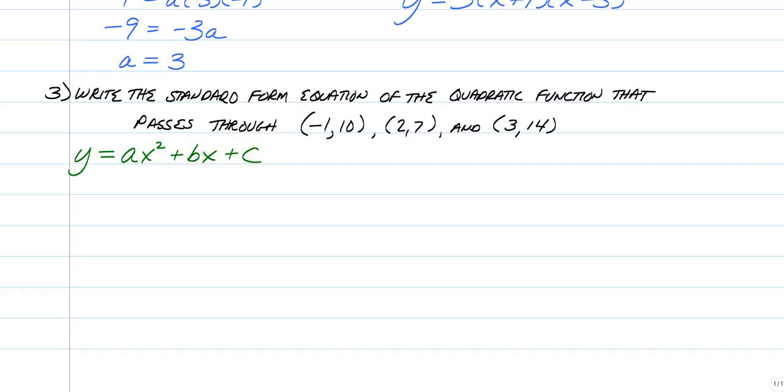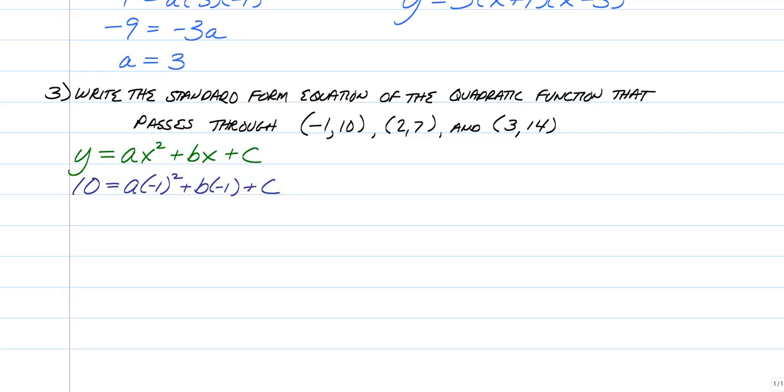Now all of these are xy, xy, xy. We don't have any a's, we don't have any b's, we don't have any c's. This is why we have to use a system. So each one of these is going to get their own equation. So the -1, 10: we know that y is 10. So we have 10 is equal to a times -1 squared plus b times -1 plus c.